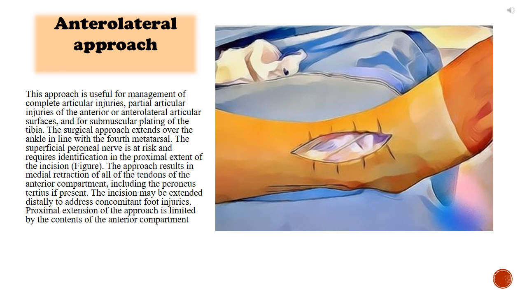The superficial peroneal nerve is at risk and requires identification in the proximal extent of the incision, figure. The approach results in medial retraction of all of the tendons of the anterior compartment, including the peroneus tertius if present. The incision may be extended distally to address concomitant foot injuries. Proximal extension of the approach is limited by the contents of the anterior compartment.